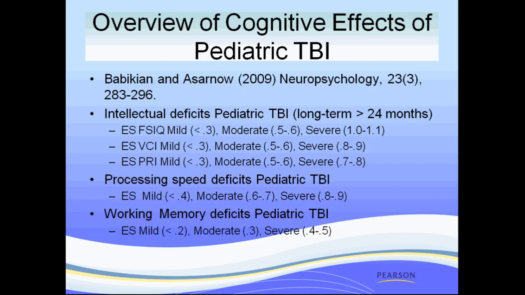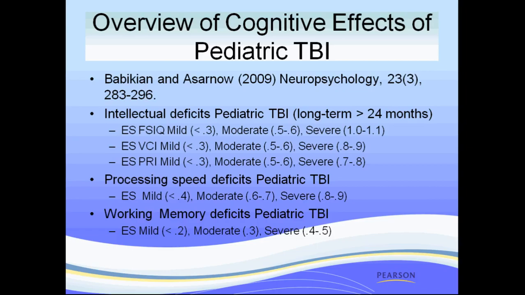One of the areas, of course, that's of concern is any changes in intellectual functioning, and this is usually measured in the studies by a Wechsler score, like a DAS or those kinds of instruments. And for the impact of a mild injury, you see less than 0.3 of an effect size.